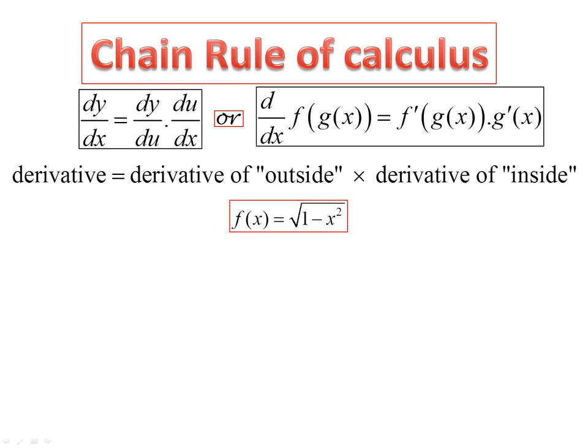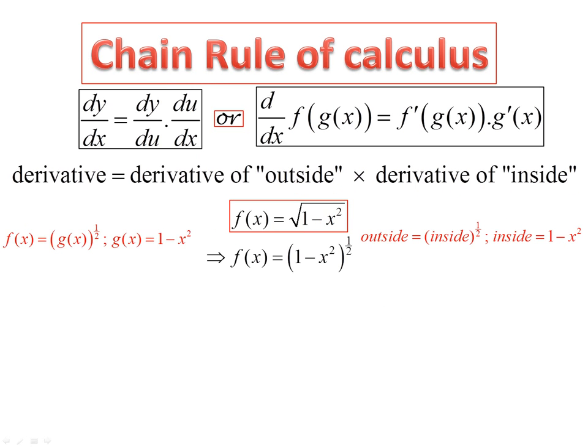Here's another one. F of x equals the square root of 1 minus x squared. There's the Housey question again. Square root of, there's your outside function, 1 minus x squared, the inside function. I've written it as 1 minus x squared all to the half, because that's how we differentiate square root. So therefore, f of x equals g of x to the half, something to the half, where g of x, that something, is 1 minus x squared. The outside equals the inside to the half, and the inside equals 1 minus x squared.